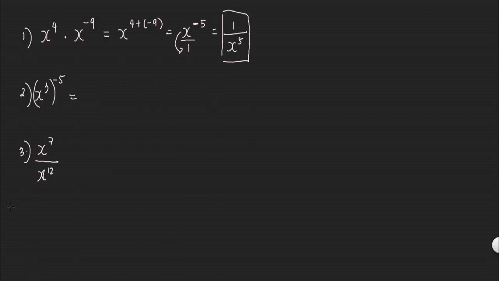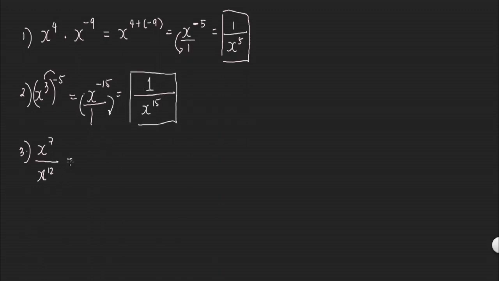For the second example, we have x to the third power raised to negative 5. So, kagaya ng sinabi natin kanina, kapag ganito yung form, minumultiply lang natin yung dalawang exponent. So, 3 times negative 5 is negative 15. Kailangan natin tanggalin yung negative na exponent. So, kailangan natin ibaba yung x raised to negative 15, para maging positive naman. Since may 1 dito, magiging x raised to 15. At yung 1 mapupunta sa taas.